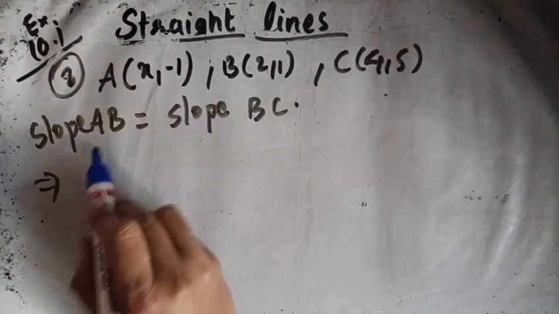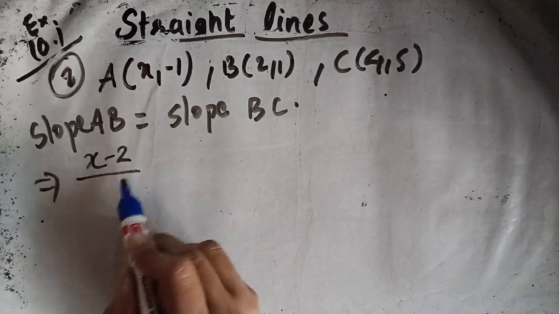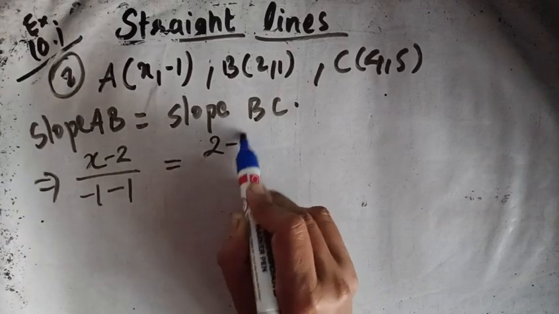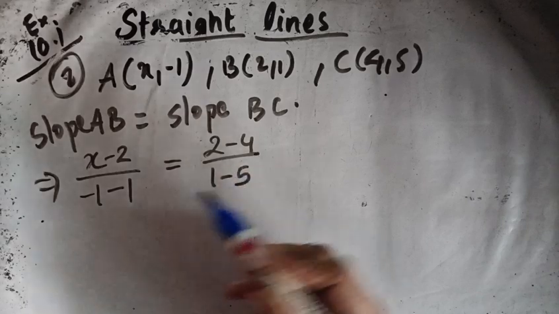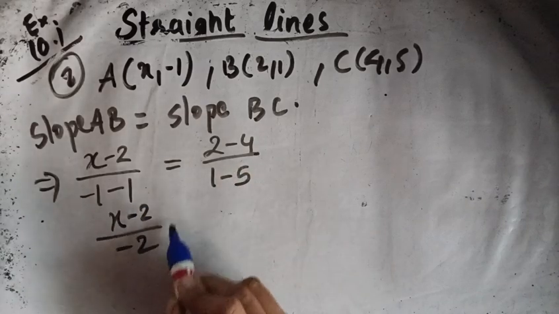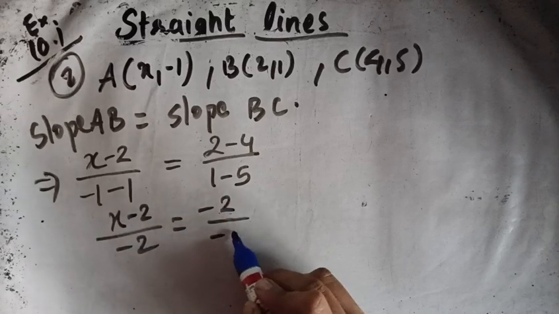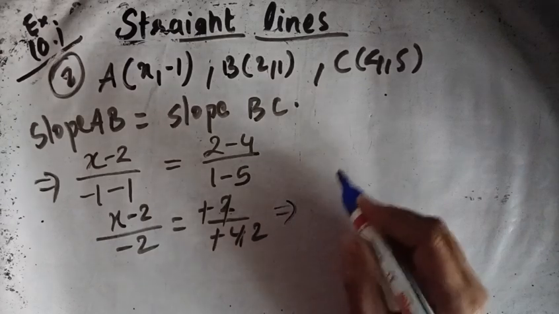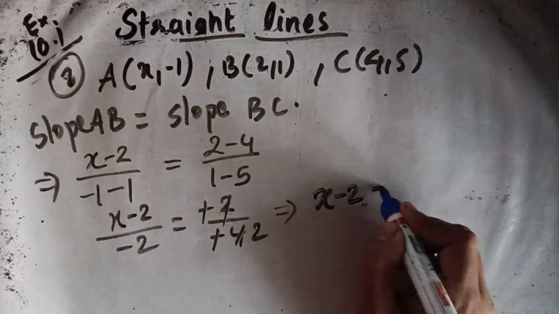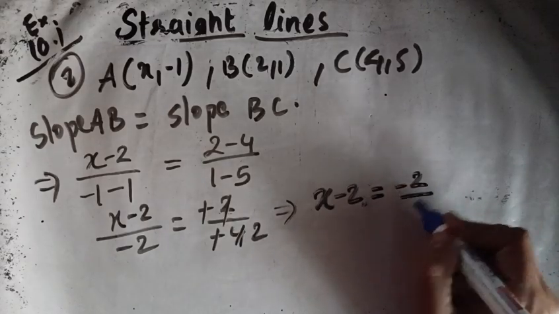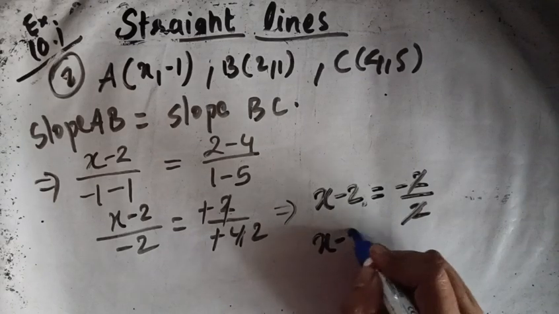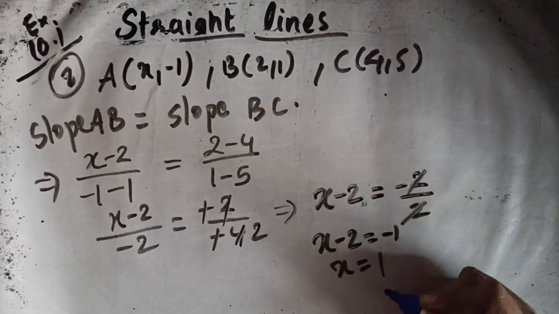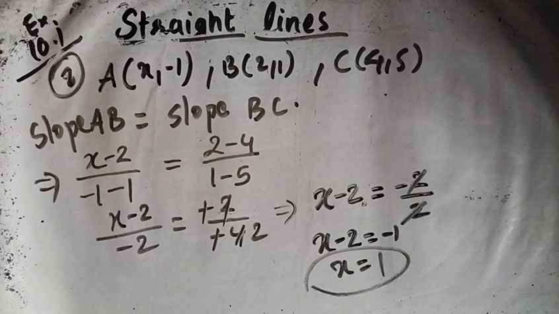The slope of AB: x minus 2, minus 1 minus 1, then 2 minus 4, 1 minus 5, minus 2, minus 4, minus 1, 1, x equal to 1. Okay.